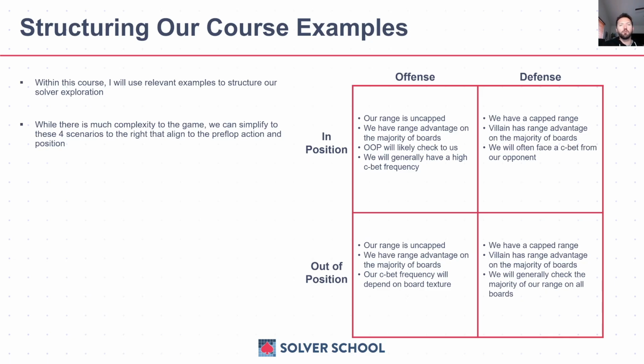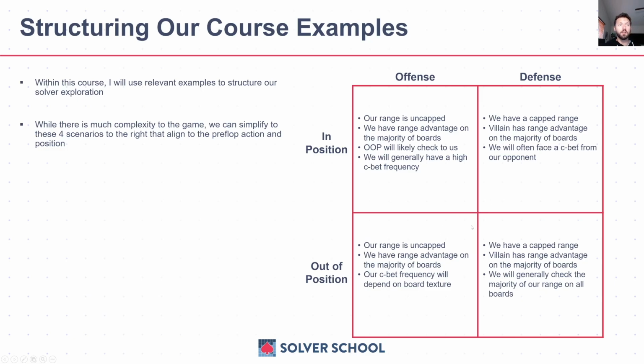The offensive player is generally going to have an uncapped range because it's unlikely that the offensive player is going to be retaining some of the top end hands. It happens sometimes, but for the most part, the offensive player generally has an uncapped range by retaining all of the strongest hands in his or her range. The offensive player will generally have a range advantage on the majority of boards, but this doesn't happen as much as it would from an in-position standpoint. There are certain boards where it is much more disadvantageous to be out of position, even if we are the offensive player with an uncapped range. As a result, our continuation bet frequency is going to depend a lot on board texture.